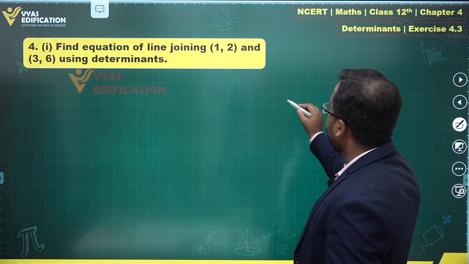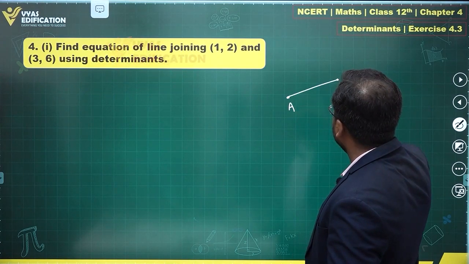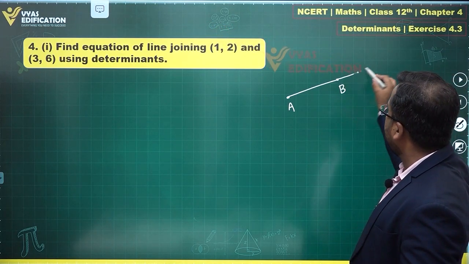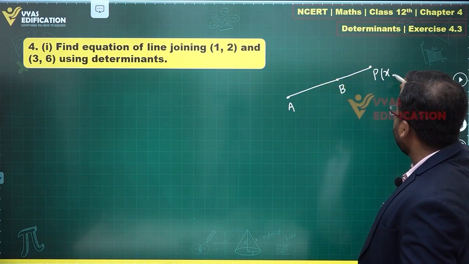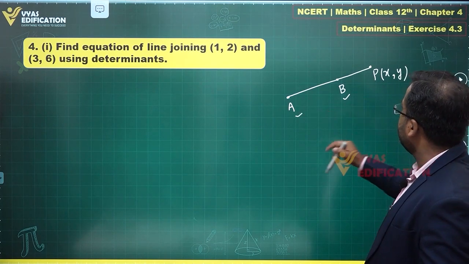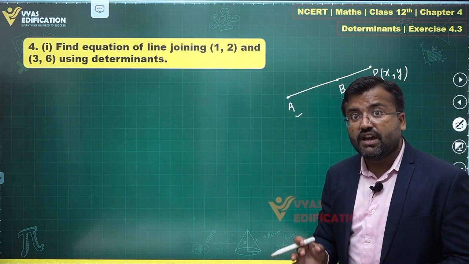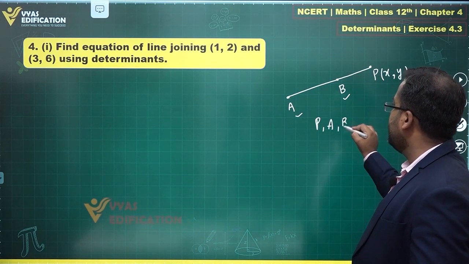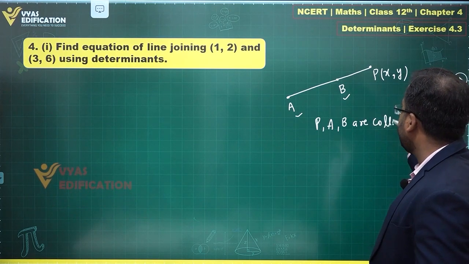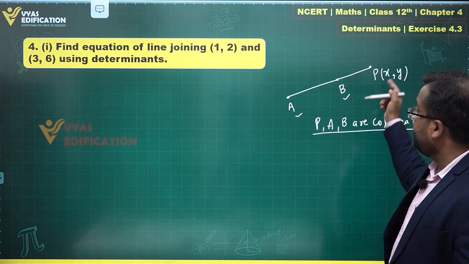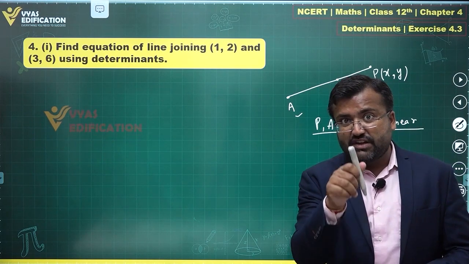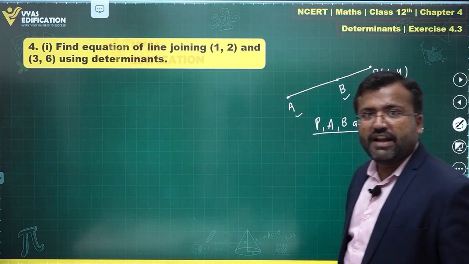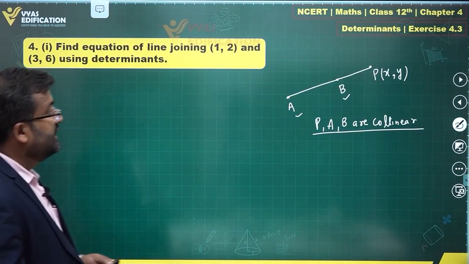Collinearity, yes. Let's say we have a point A and another point B over here. If we want the equation of the line, we are looking for some point P having coordinates (x, y), such that points P, A, B are collinear. If you can manage that, then the linear relation in terms of x and y will actually be the equation of this line. That's a simple idea, and using that idea, let's solve this question.